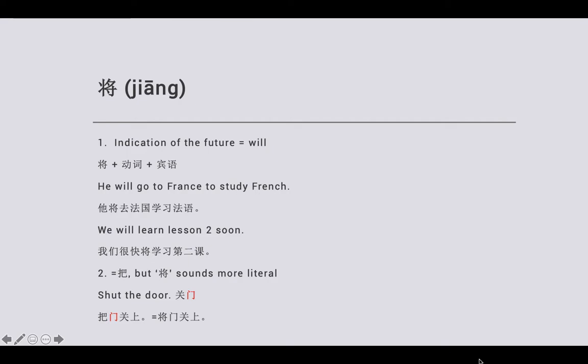And the second meaning of 将 is that it equals 把, but when you are using 将 it sounds more literal. For example, when you say shut the door, you can simply say 关门, but as you have already learned with 把, you can also put 门 before the verb 关 and in this case you need to use 把门关上. And in this case 将 is totally interchangeable with 把, so 将门关上, but when you are using 将 it just sounds more literal and normally in normal life we don't use this in our oral language, so pay attention to this.